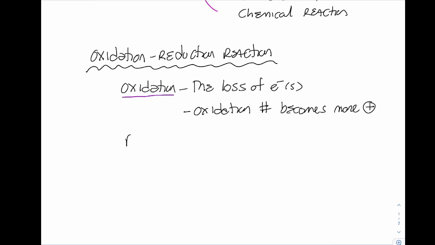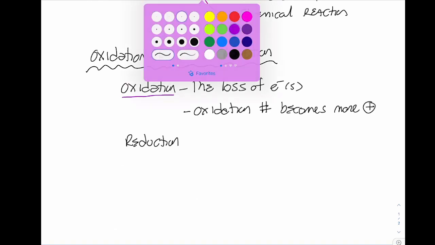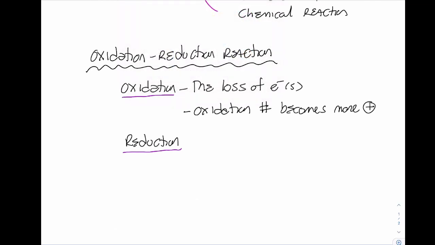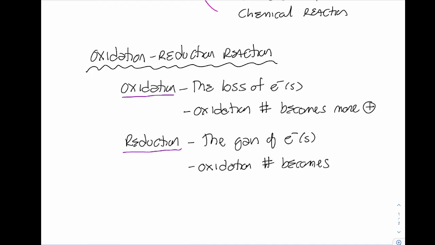Our reduction here, we're going to gain electrons. Be really careful, we see the word reduction, it's really easy to think loss, but remember what we're gaining is negative charge. So the gain, it's not worded very well, but it's gaining electrons. And if we look at oxidation numbers, it's going to become more negative. My oxidation number is going to be smaller.